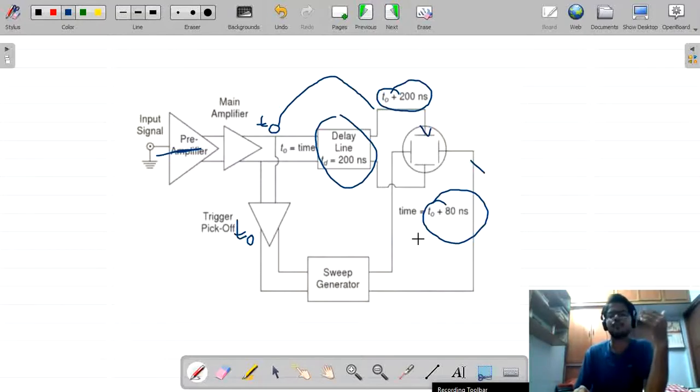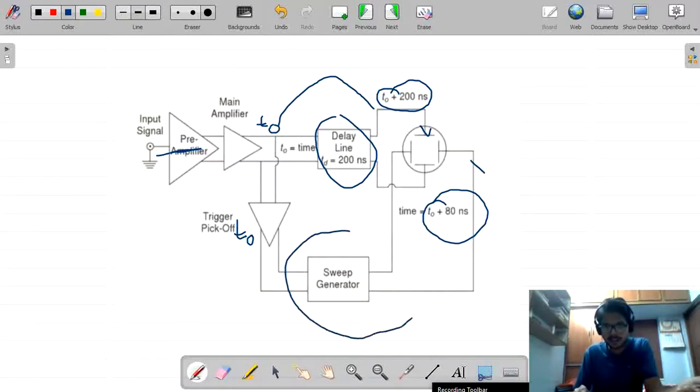Okay, now think once, which signal is coming first? My horizontal deflection signal is coming first. It is indicating that my sweep generator is starting first. After the sweep generator starts, at a delay of 120 nanoseconds, my vertical signal is coming to the vertical deflection. So there is no loss of signal. So we can prevent the loss of the signal.